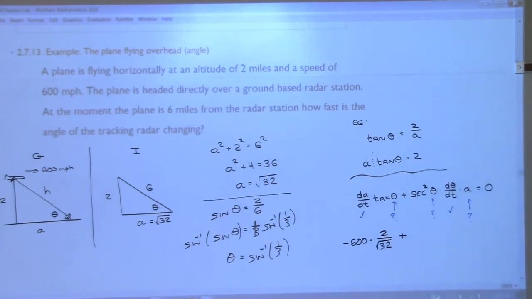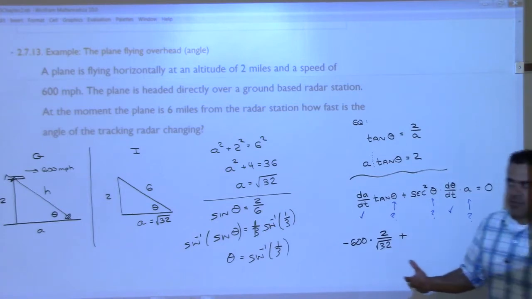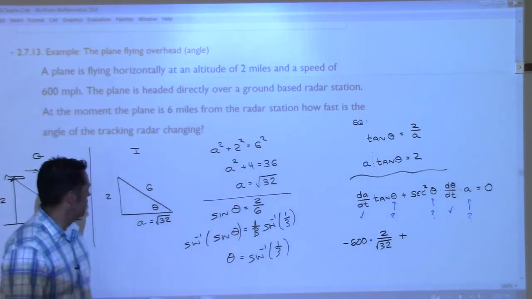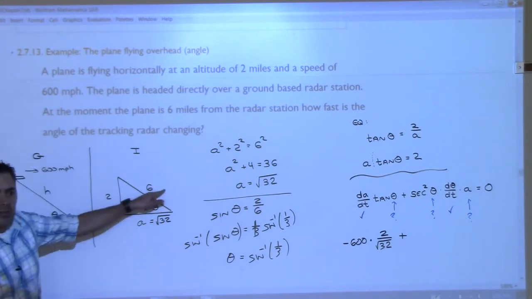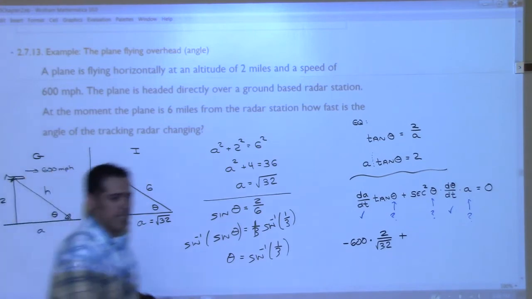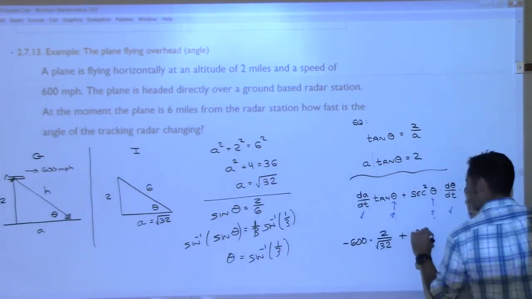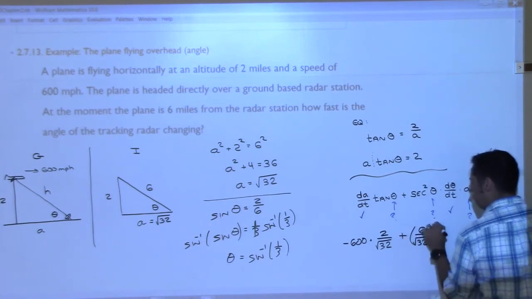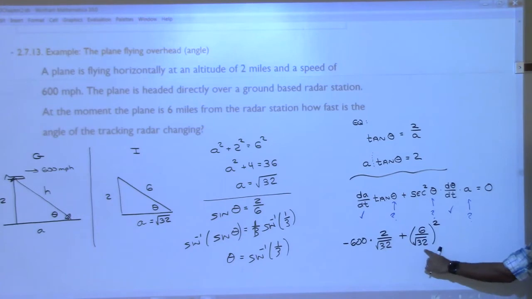Okay. Plus, now secant theta squared. So first, what's secant theta? It's cosine flipped over, right? Cosine is what over what? Adjacent over hypotenuse, right? So secant is hypotenuse over adjacent. So 6 over root 32 is secant theta. But what do I have to do to it? Square it. So that's secant squared theta right there.